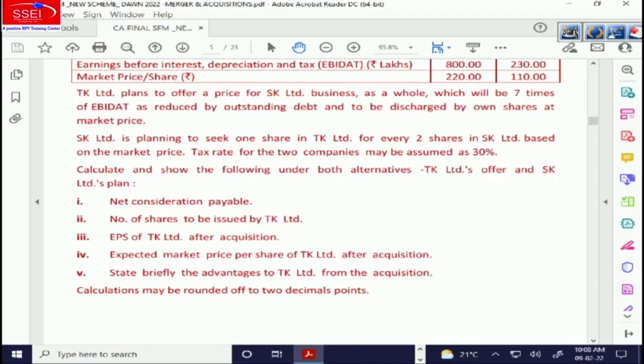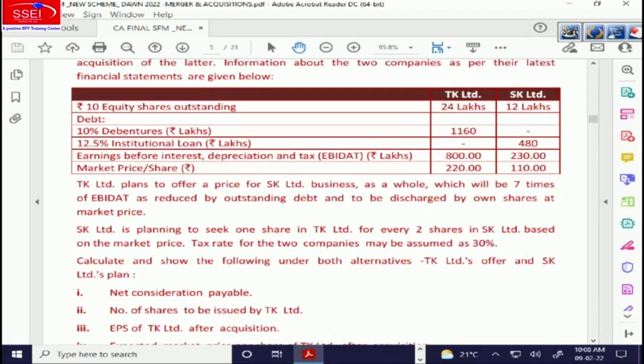EPS of TK Limited after acquisition. For this purpose, we have to find out the PAT of both the firms. We are given the EBITDA, so we need to deduct depreciation, interest, amortization and tax. But depreciation and amortization are not given, so forget about it. We just deduct interest and make it post-tax.